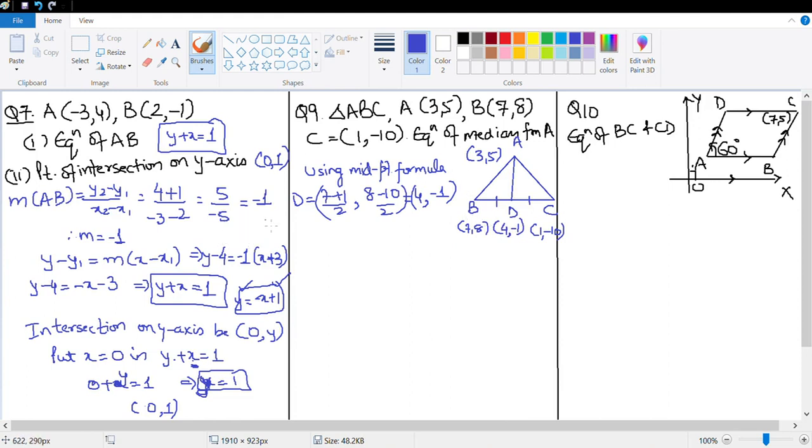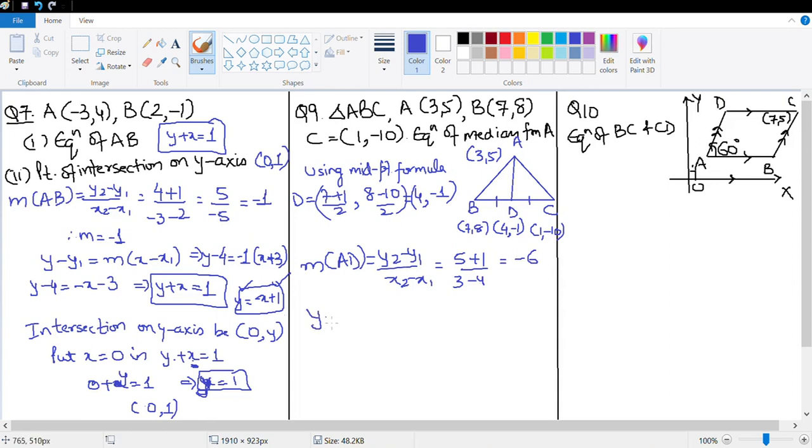So now we need to calculate the equation of AD. Now I know coordinates of both points on the line. So let's calculate the slope of AD first. So slope of AD will be equal to y2 minus y1 upon x2 minus x1. In this case, y2 be 5, minus of negative 1 means plus 1, x2 is 3, minus x1 is 4. So that's 6 upon negative 1, which means negative 6.